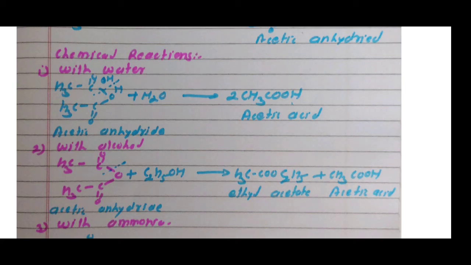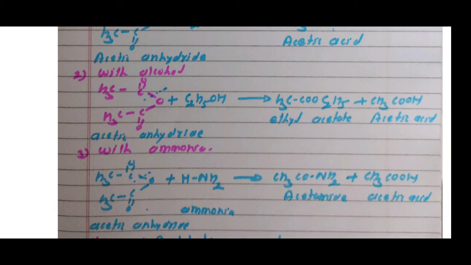Then the third reaction is with ammonia. Here ammonia rapidly reacts with acetic anhydride to give an amide. I am showing the structure of ammonia like this: H-NH2, with one H attached to a CH3CO group and NH2 attached to another CH3CO group, forming acetamide, that is CH3CONH2. Here the CO and O bond breaks, forming acetamide plus one molecule of acetic acid, CH3COOH.